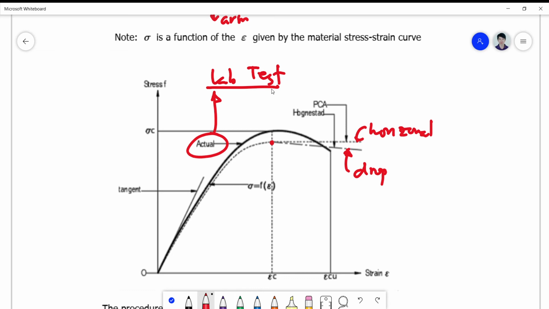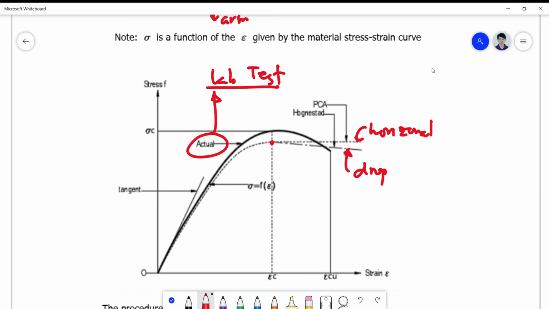Okay. So what do PCA and Hognestad give us? It gives us a model, and there are a lot of modified models presented by other proponents. You can make use of them when you deal with your research. In fact, you can introduce your own model, but remember that this actual curve can only be plotted if you have the laboratory results.